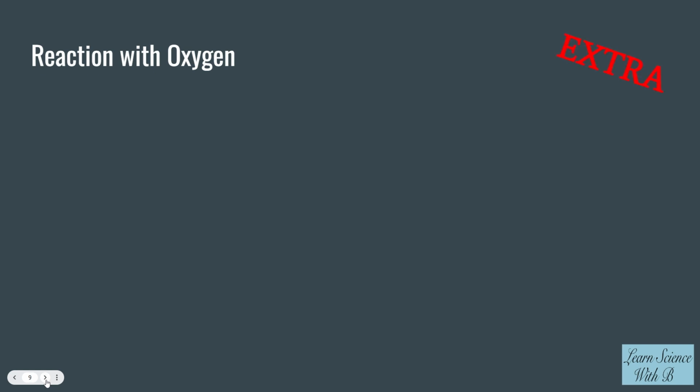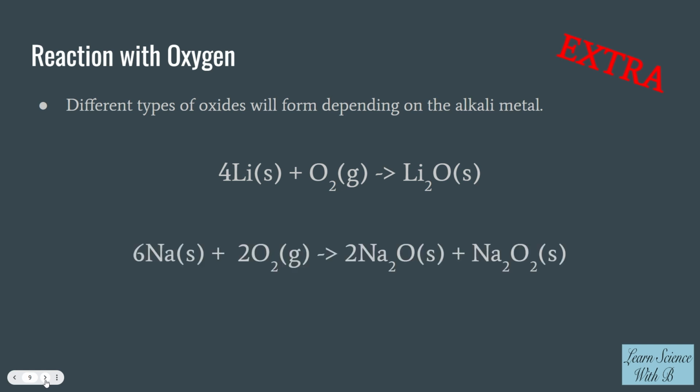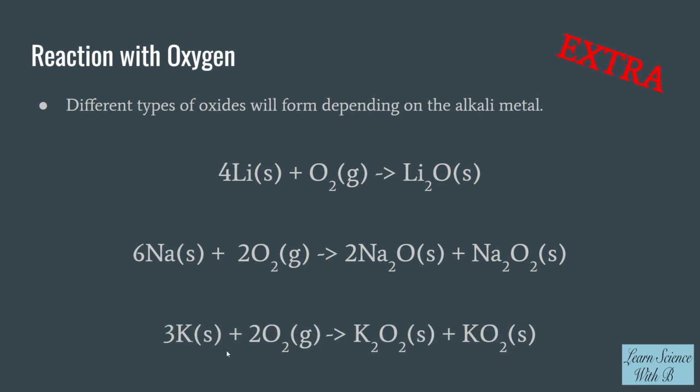Extra information. Different types of oxides will form depending on the alkali metal. Lithium reacts to form lithium oxide. Sodium reacts to form a mixture of sodium oxide and sodium peroxide. Potassium reacts to form a mixture of potassium peroxide and potassium superoxide.